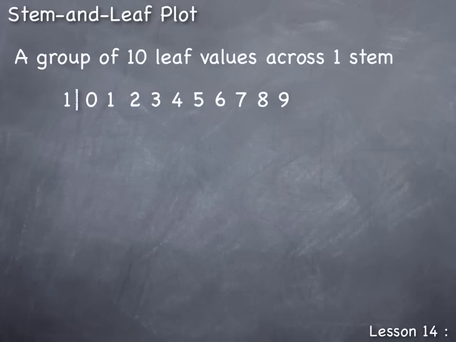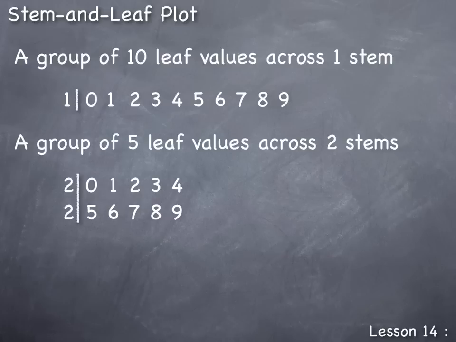So, one grouping could be of 10 leaf values across from one stem. In this case, each stem value is listed one time, and next to that one stem value, any of the 10 leaf digits 0 through 9 can be displayed. Another option is to have a group of 5 leaf values across from 2 stems. In this case, each stem value is repeated 2 times. The first time the stem value is listed, the digits 0 through 4 are displayed. The second time, the digits 5 through 9 are displayed.